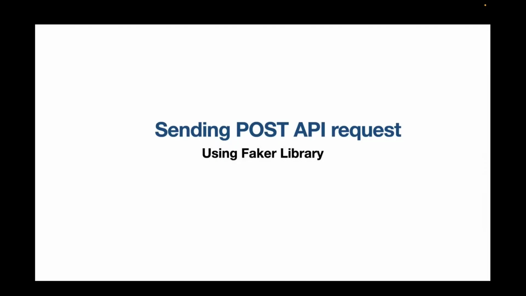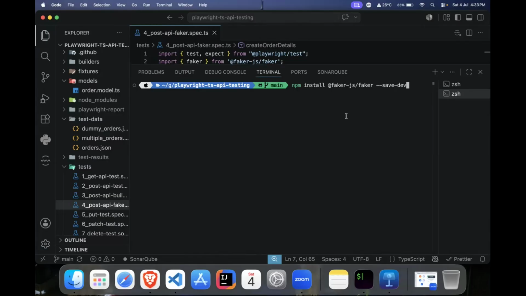Sending POST API request using the Faker library. To use the Faker library, we need to first install it by running this command: npm install @faker-js/faker --save-dev. Once the installation is complete, we can go ahead and use it in our test. I have already installed it. That is the reason why I'm not running it now.